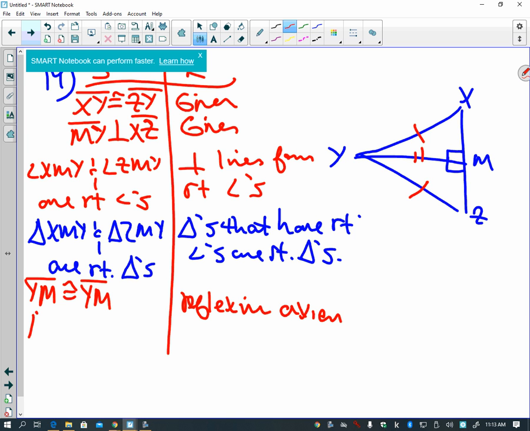So we're going to say that triangle, well, let's see, what do they use here? Because we have to use the same statement that they wanted. YMX is congruent to triangle YMZ through the hypotenuse leg congruency postulate. So that one's a little bit more involved. But does that make sense?